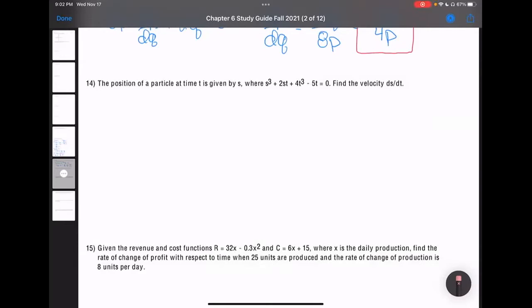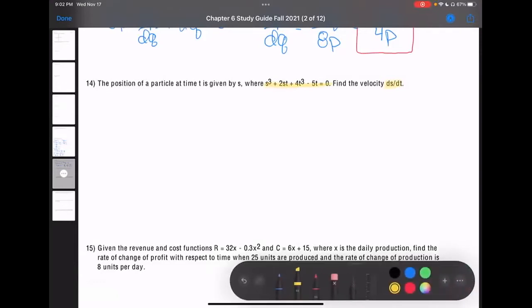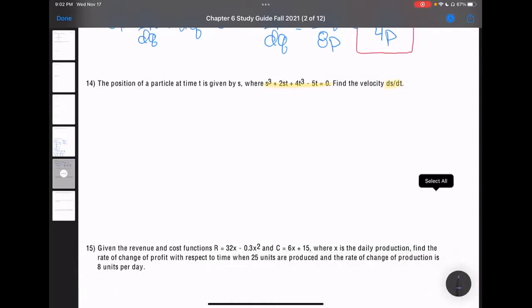So moving on to number 14, the position of a particle at time t is given by s, where s equals this function. Find the velocity ds/dt. So right off the bat, I want to highlight ds/dt and our equation here that we're going to be working with so that we know exactly what we're going to be doing. We notice that this problem has a lot of individual terms, so we want to write small.